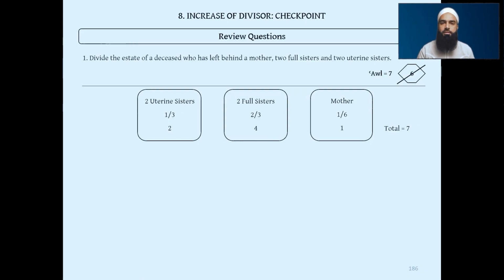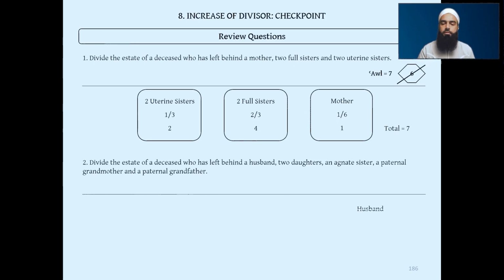Moving on to our next scenario, we have here a husband, 2 daughters, agnate sister, paternal grandmother, and a paternal grandfather. What happens in this scenario?